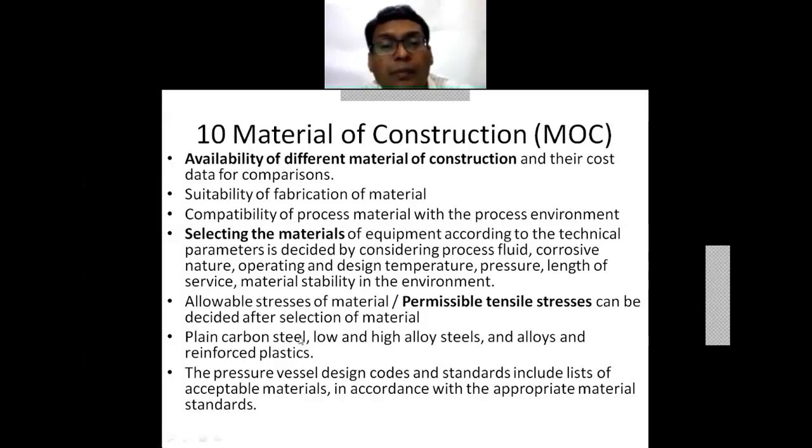Then plain carbon steel, low alloy and high alloy steel, different types of alloys, and sometimes reinforced plastics are generally used as the material of construction for the vessels. So these pressure vessels, based on certain design codes and standards which are accepted by the different countries, have to be followed for fabrication of a vessel.